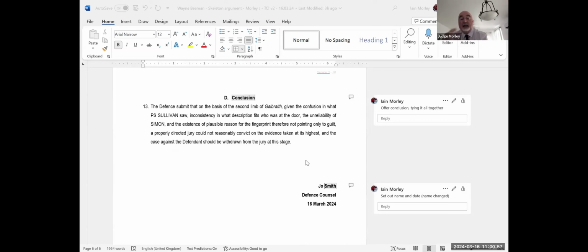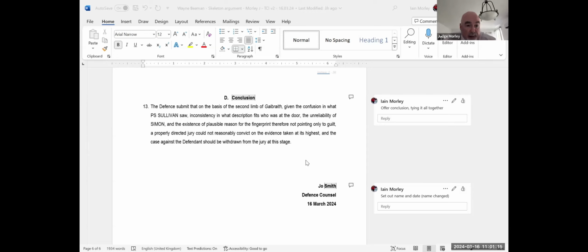And then you see it is named. We've got the name of counsel, that it's defence counsel, and there's a date. I often find I get documents which have got no names, dates, or anything on them. So there you have what is an example of a reasonably good skeleton.